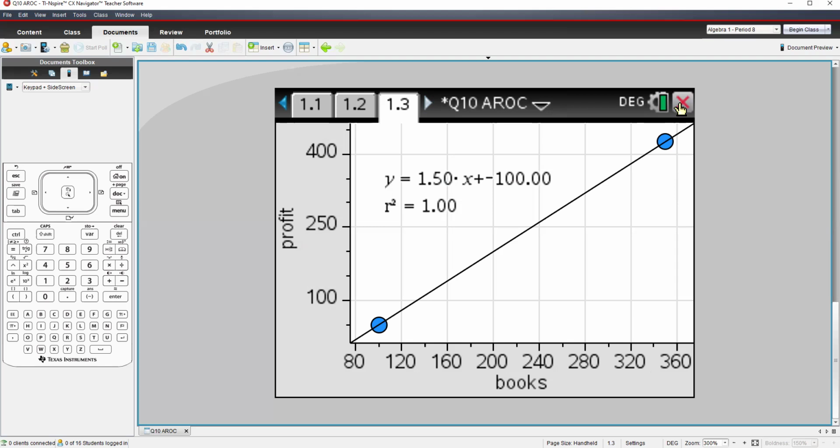Maybe I've done too much here, but I just wanted to show you the options that you have with your calculator available to you.